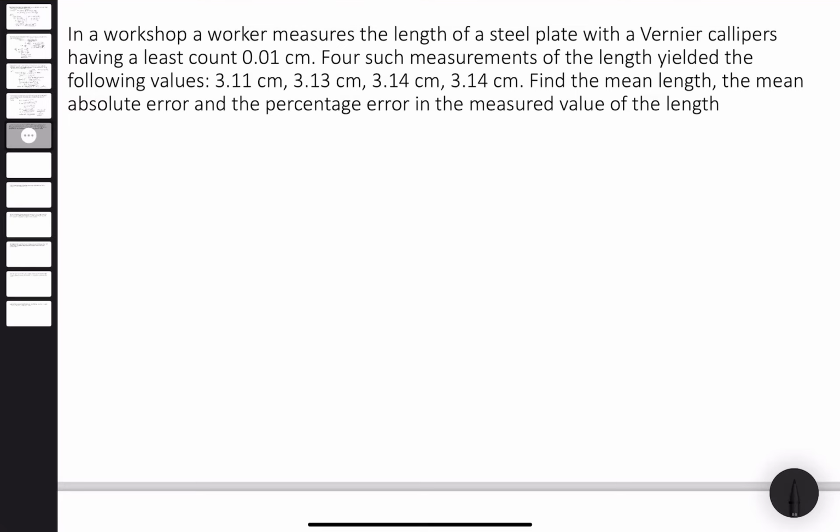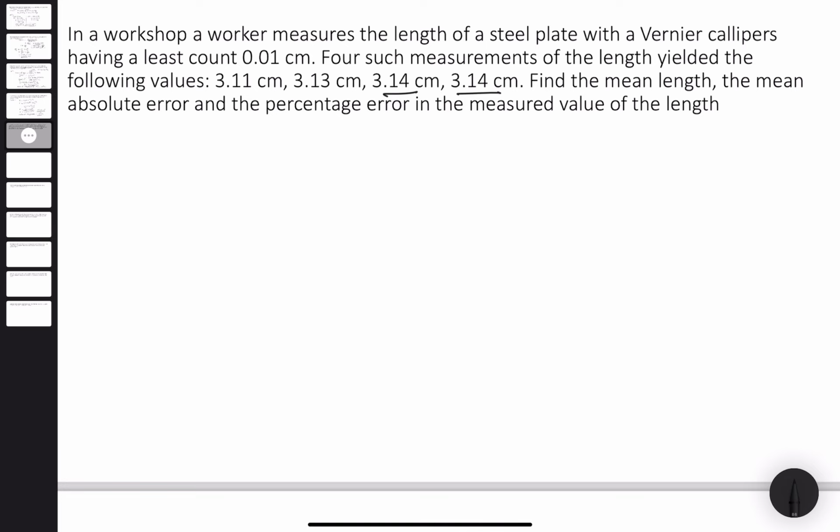Hello everyone. So today's question is: in a workshop, a worker measures the length of a steel plate with a vernier calipers having a least count 0.01 centimeter. For such measurements of a length yielded the following values: 3.11 centimeter, 3.13 centimeter, 3.14 centimeter, and 3.14 centimeter. And we have to find the mean length, the mean absolute error, and the percentage error in the measured value of the length.